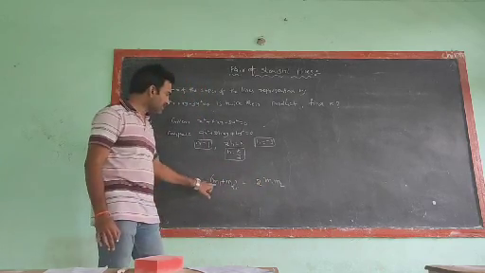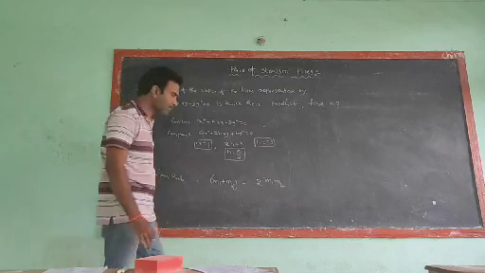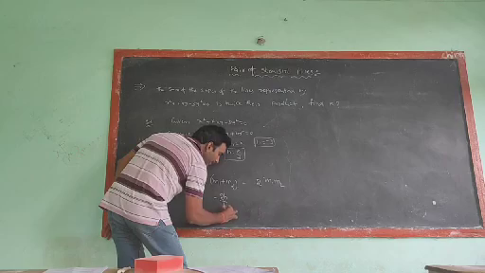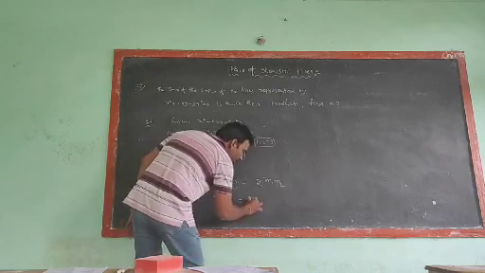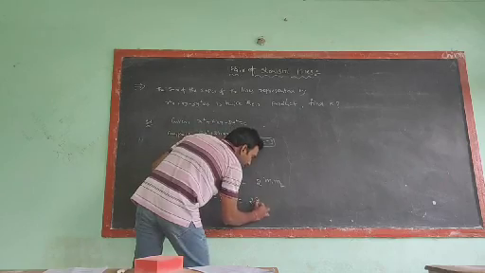What is the sum of the slopes? Already discussed in our previous concept. The sum of the slopes is minus 2h by b, equal to 2 into a by b. The product of the slopes is a by b.